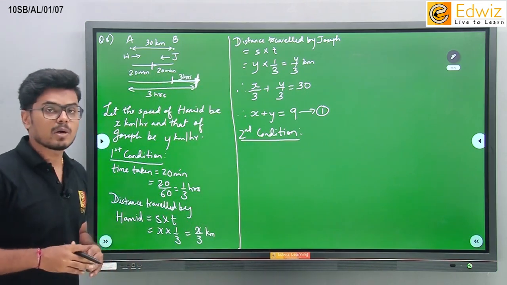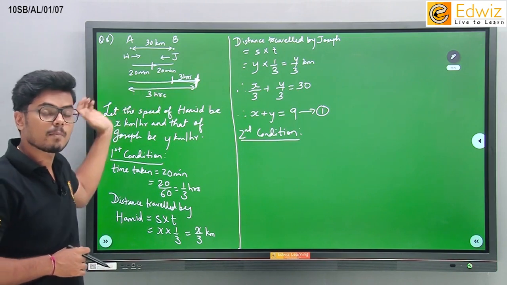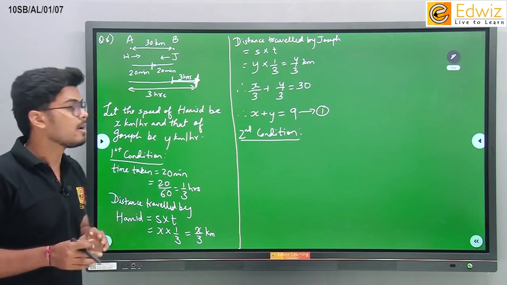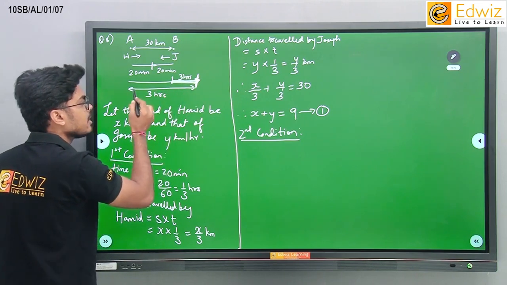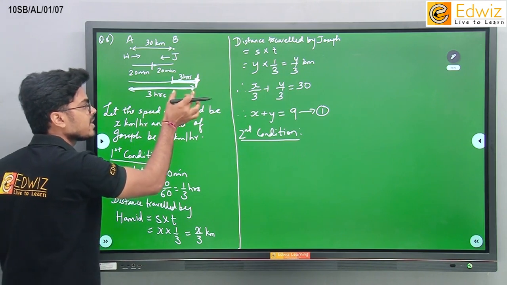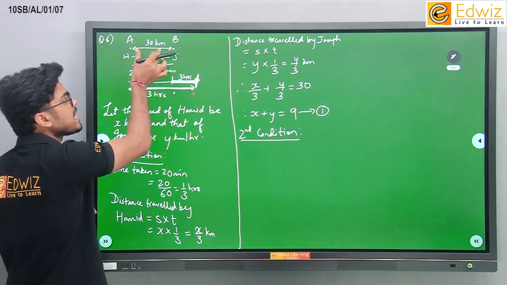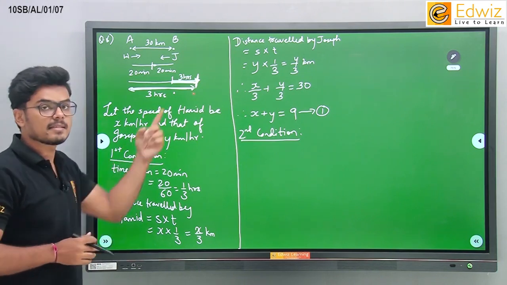Similarly, second condition क्या है? सेकेंड कंडीशन में दिया हुआ है कि दे आर ट्रेवलिंग इन ऑपोजिट डायरेक्शंस नाउ. हमीद इस डायरेक्शन में ही जा रहा है बट जोसेफ इज गोइंग इन द ऑपोजिट डायरेक्शन. बट इफ यू लुक एट दिस डायग्राम, ये हो गया जोसेफ का डिस्टेंस, ये हो गया हमीद का डिस्टेंस. तो अगर मैं हमीद के डिस्टेंस में से जोसेफ का डिस्टेंस सब्ट्रैक्ट कर दूं, द रिमेनिंग इज स्टिल 30 किलोमीटर्स. करेक्ट.